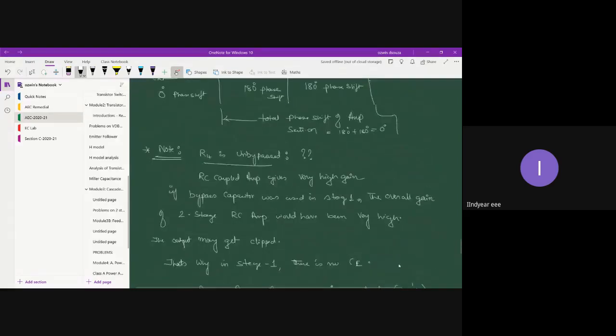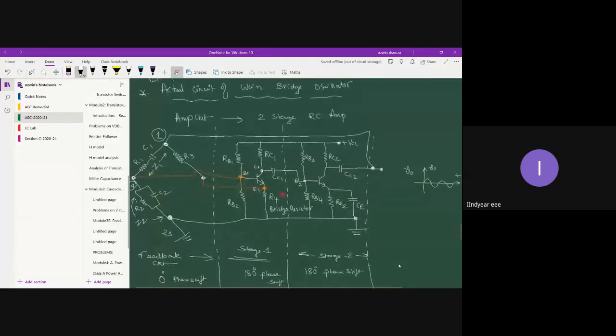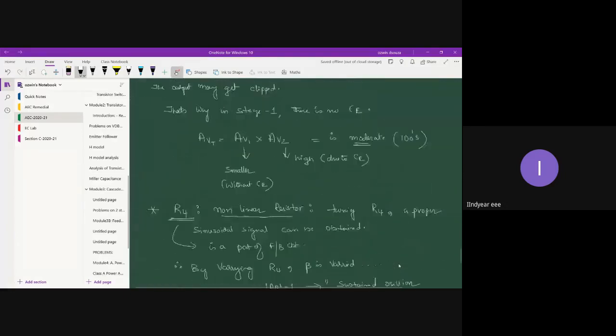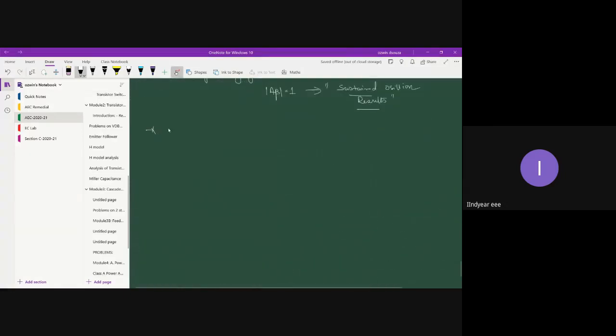Okay, so this is the working of the Wein bridge oscillator circuit. Next comes the frequency of oscillation.